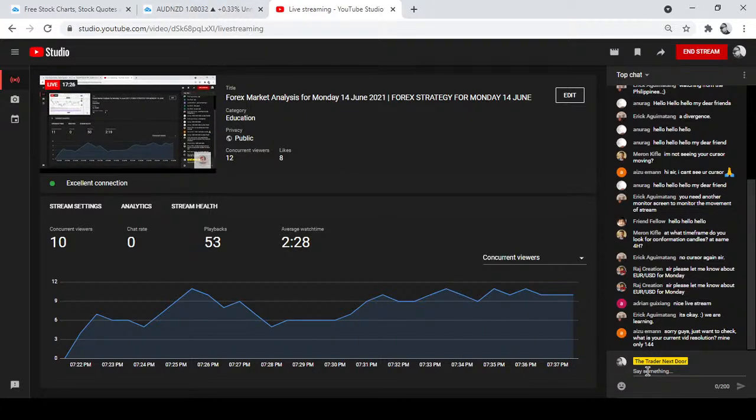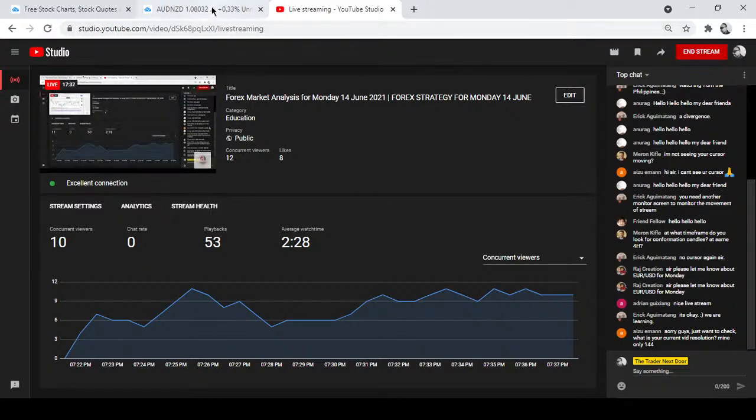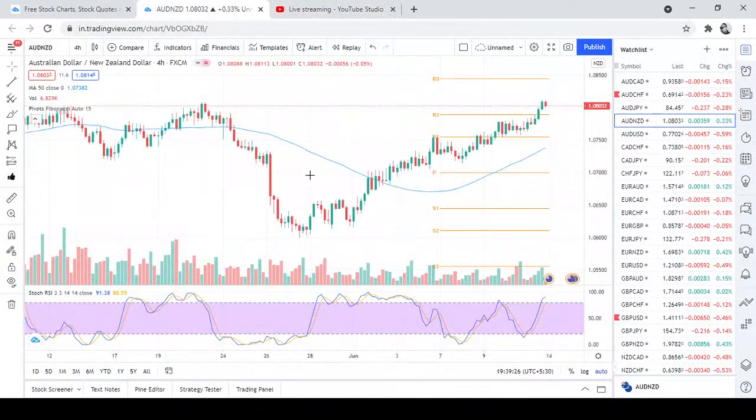144 is very low. At least switch to 360 or 480. 144 is very low, you won't be able to see anything. So this is an uptrend market. The market is very bullish. There is no doubt about it.